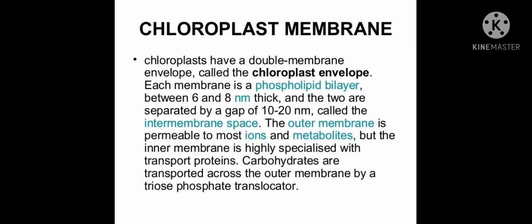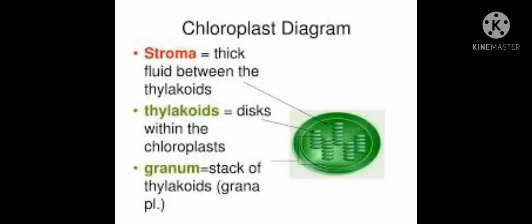Now see the internal structure of the chloroplast, that is the stroma, thylakoids and the granum. Now about this stroma. Stroma is also known as the matrix. So this is a thick fluid between the thylakoids. It is a semi-fluid colloidal complex, and contains 70S ribosomes and circular, naked DNA.